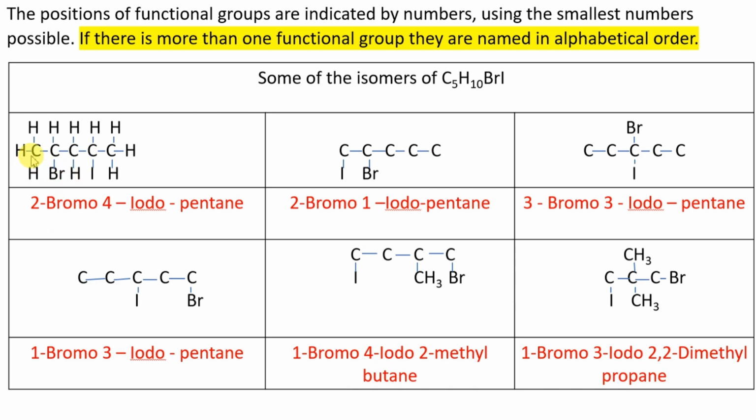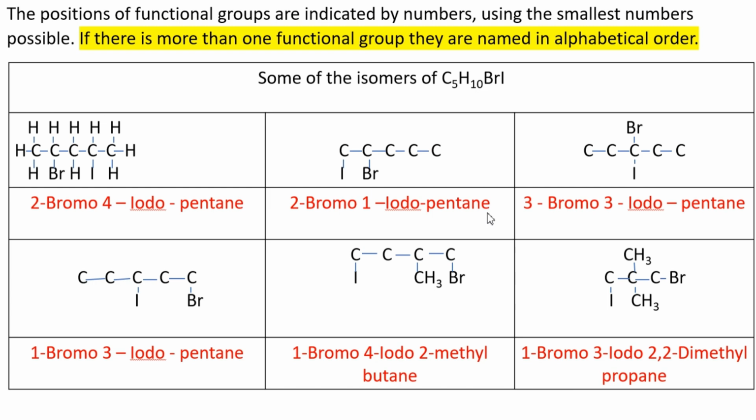First example. Bromine is on carbon 2, counting from the left. 2-bromo. Staying with counting from the left to be consistent. 2-bromo, 4-iodo, pentane. In the rest of the examples, I didn't put all the hydrogens in. We know where they are. Second, I'm again basing this on pentane, 5 carbons. Counting from the left again, 2-bromo, 1-iodo, pentane.